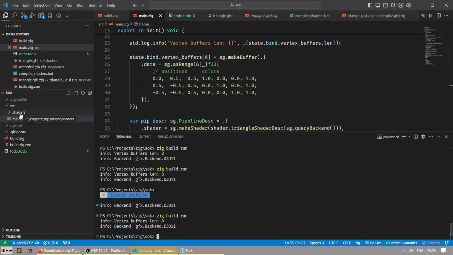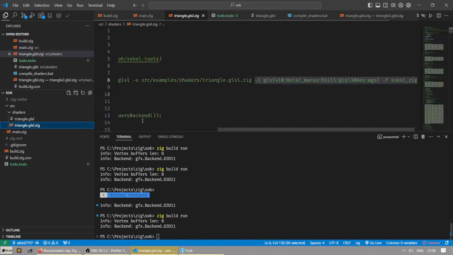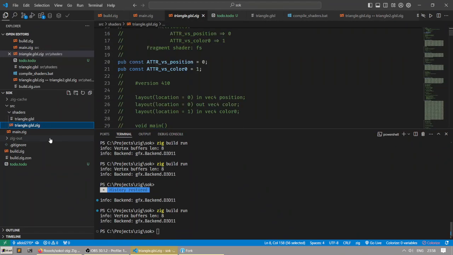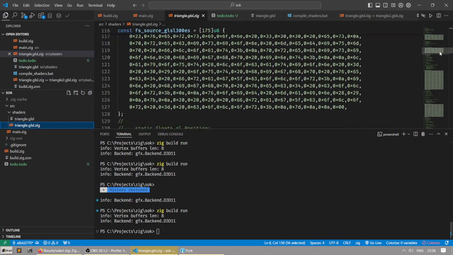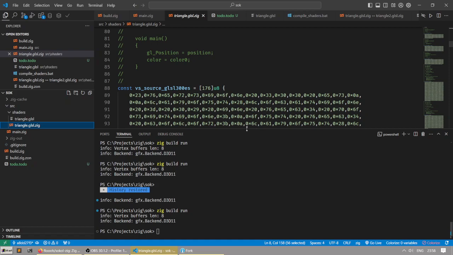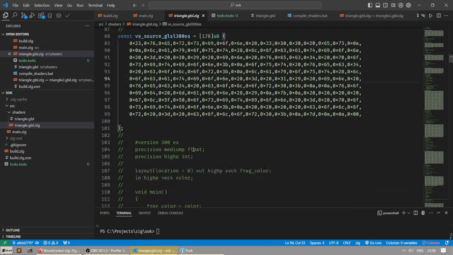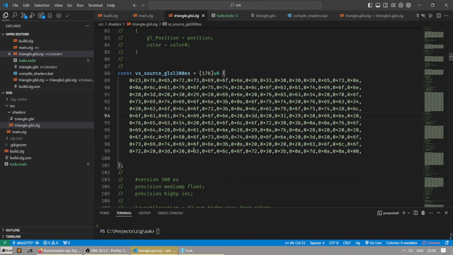backend. And the way that it solves this problem is that it has this kind of a triangle, well, not triangle, but like a shader glsl.zig. And when I saw this in this file inside the examples, I was so confused. I was like, what the hell is going on here? What are these bytes over here?